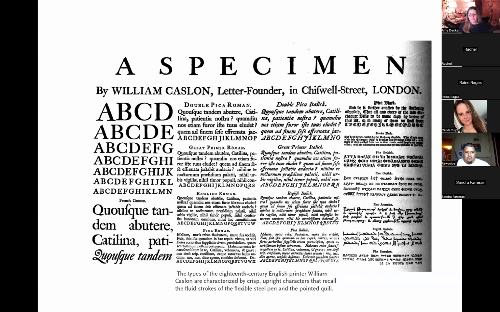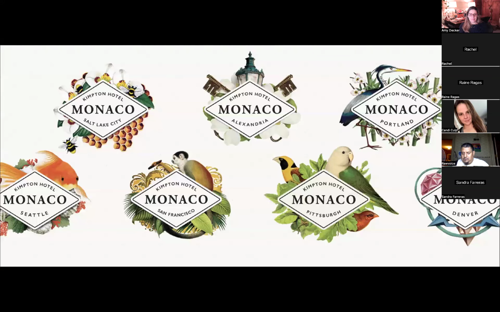contrast. Here's an example of William Caslon in the 1720s, influenced by the flexible steel pen and quill. So the design was basically drawn out with a flexible steel pen and a quill to get these very thin weight changes from a thick stroke to a thin stroke, in this high contrast of thick to thin. The serifs are very thin, the cross strokes are very thin, and the stems are very thick. Here's an example of Caslon in a more contemporary setting.